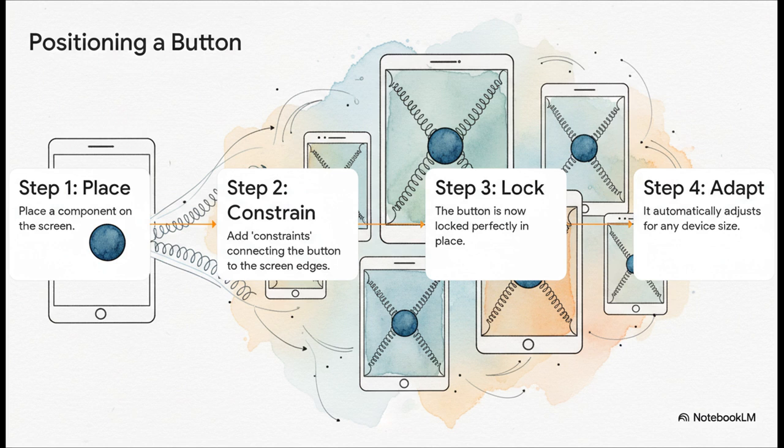I want you to imagine attaching these invisible springs from the button to the edges of the screen. These springs pull with equal tension, which keeps the button perfectly centered no matter what size phone you're using. It's an incredibly smart way to build designs that look great everywhere.